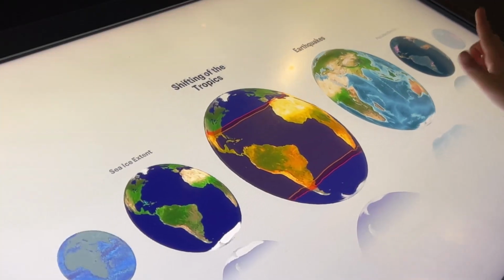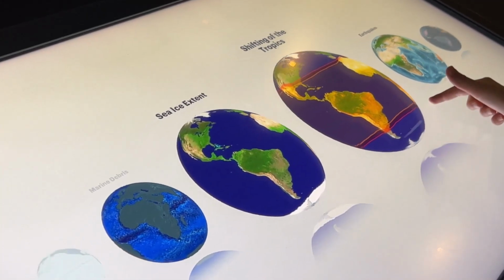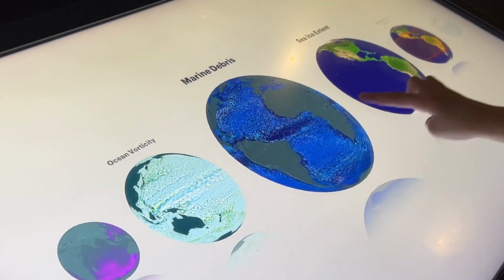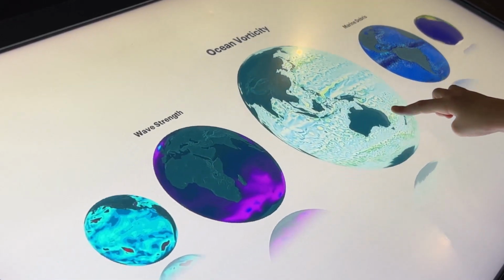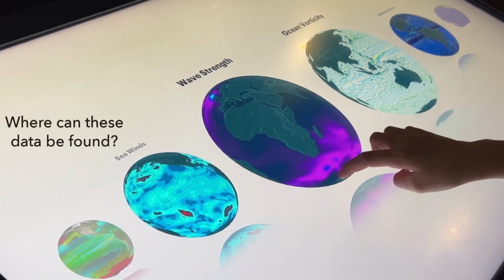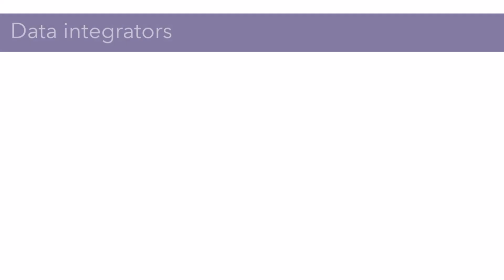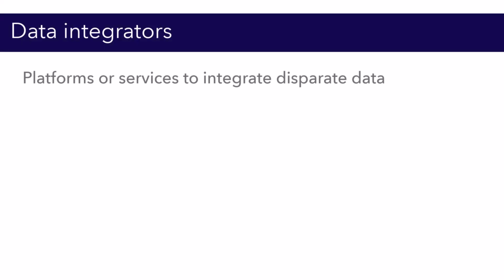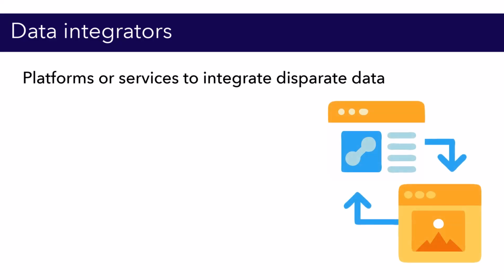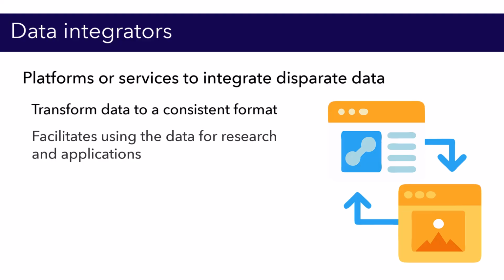The number of datasets being generated for science continues to grow rapidly every day. It can be challenging for researchers to know where to find all of these datasets and then put them into a consistent format so the data can be analyzed. Data integrators are platforms or services that bring those disparate data together and transform them into a consistent format that makes it easier to use the data for research and applications.